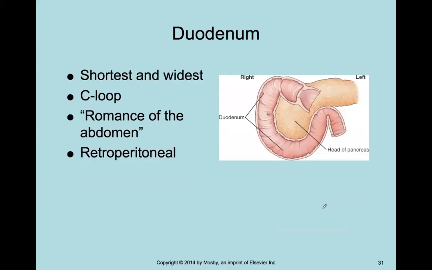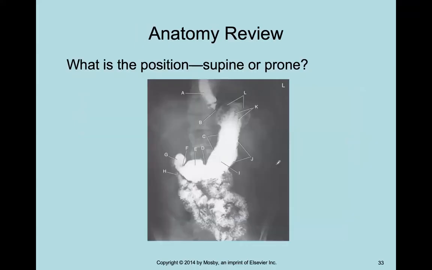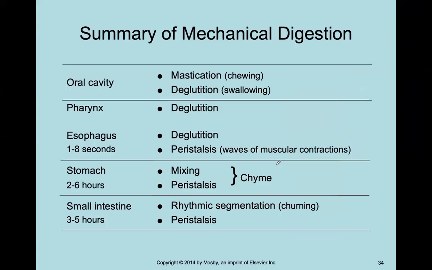Okay. All right. Moving on to the duodenum. Okay. It's also in the shape of a C. It hugs or it surrounds, it curves around the pancreas. Okay. So that's why this is called the romance of the abdomen, because they're close together. They're very romantic there. Okay. Different parts of the duodenum, you don't really need to know this. A summary of mechanical digestion. Okay.